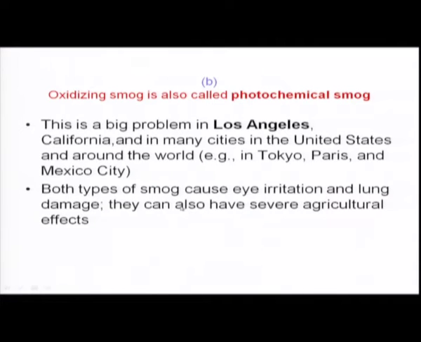The other smog is called oxidizing smog, or popularly photochemical smog. This is one of the very important air pollution issues, and this problem started especially in Los Angeles, USA, and many other cities. It was first observed there, and in many other parts of the globe too, like Tokyo, Paris and Mexico City. What is common to both oxidizing and reducing smog is eye irritation and lung damage, and they can also severely affect agriculture, that is, the food products arising from exposure to smog materials are also a problem. So, we will now see in detail what this photochemical smog is.